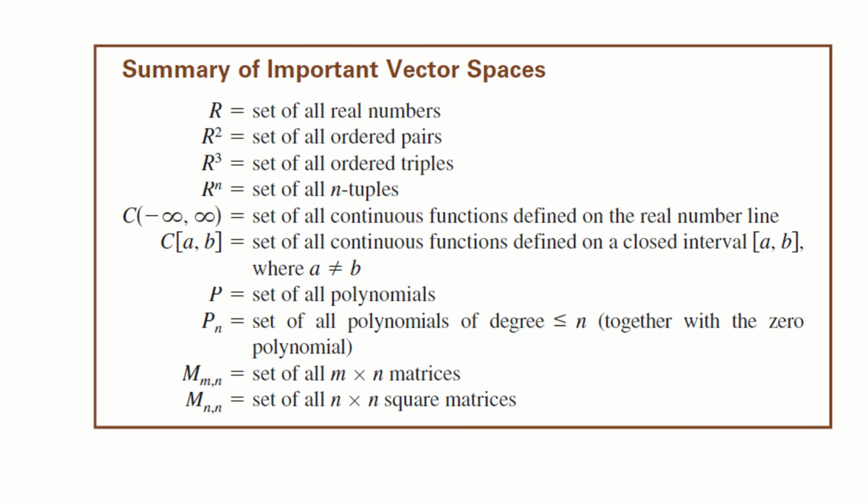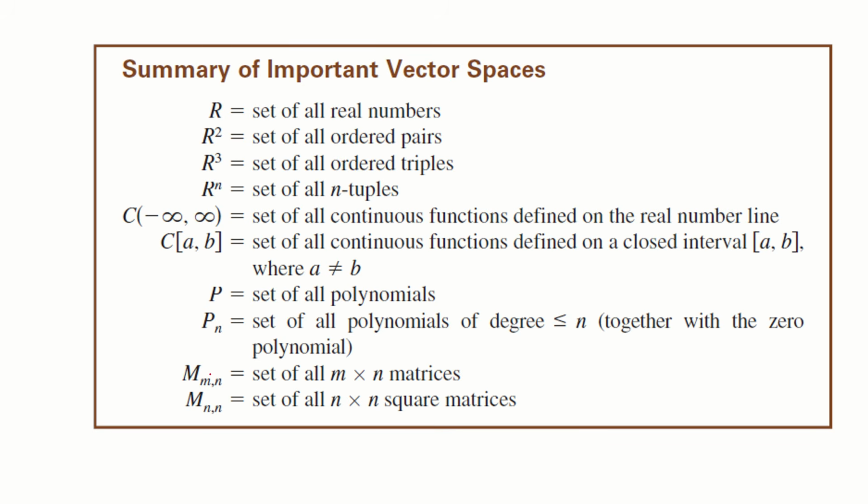So altogether we discussed that set of real numbers is a vector space. R2, set of all ordered pairs, that is also a vector space. R3, I said the generalization of R2, Rn is a generalization. C, that's the set of all continuous functions we discussed right now, is also a vector space. C[a,b], that means continuous functions in an interval [a,b]. That was continuous everywhere. This is continuous in the interval [a,b] when a is not equal to b. So we are taking a closed interval. P is a set of all polynomials, whereas Pn is a set of polynomials of degree less than or equal to n.